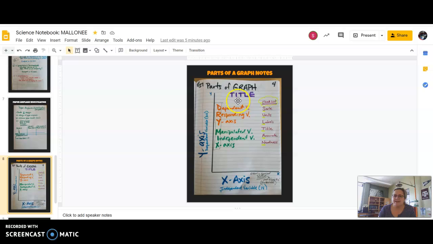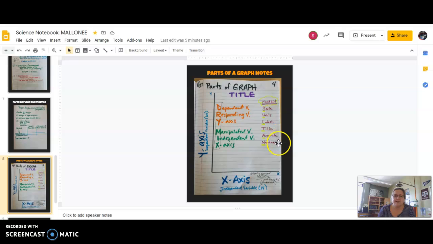Okay, notice you've got a title. Okay, it needs to be clear. It just can't be graph. Well, what kind of graph is it? What are we showing? I couldn't just put airplane investigation because I still don't know what my graph is about if that's all it says. Okay, so we already talked about labels on each of the axes, units with those labels if they're appropriate.